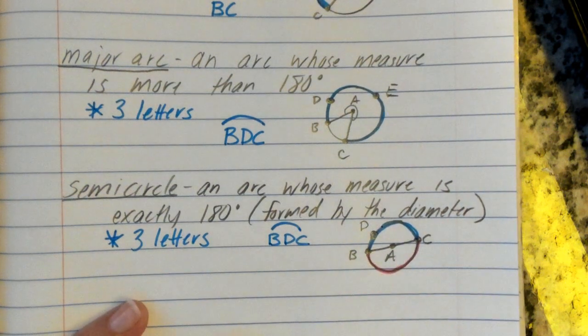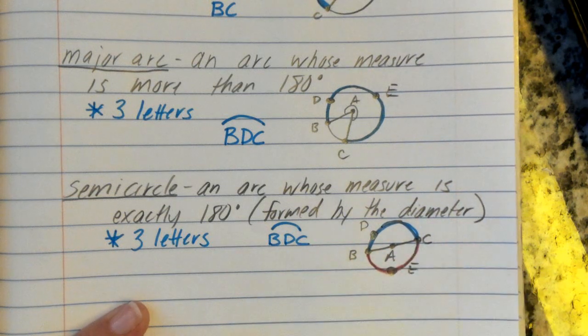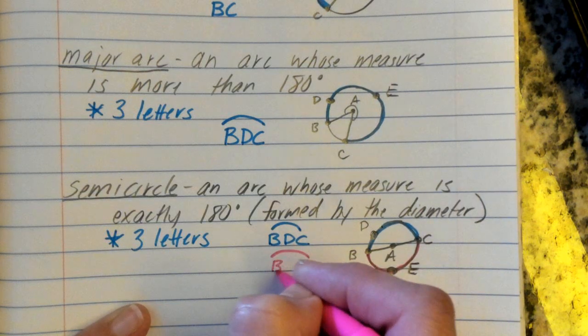And then we do have another semicircle on the other side. We'll have to add in a point somewhere over here. Call that point E. And we will name that arc BEC.